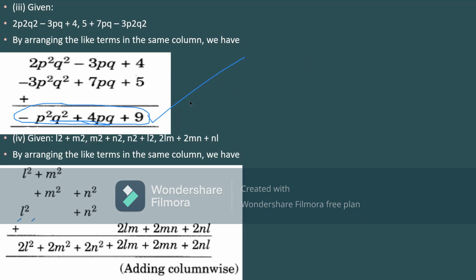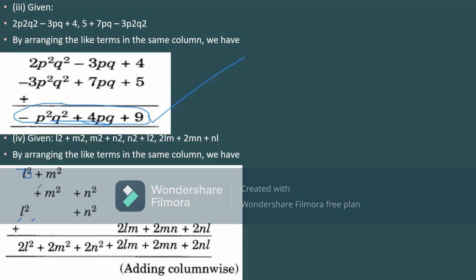So guys, I'm back. So let's do the second bit. Was it L squared plus M squared whole plus M squared plus N squared whole plus N squared plus L squared whole plus 2LM plus 2MN plus 2NL whole? So you can do it like this.